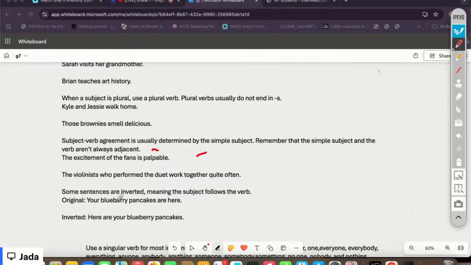Some sentences are inverted, meaning the subject follows the verb. Original: your blueberry pancakes are here. Inverted: here are your blueberry pancakes. So you have to take note of the sentences.